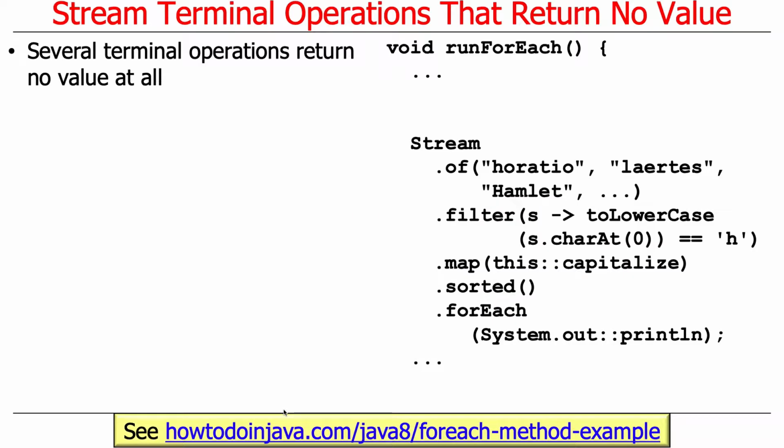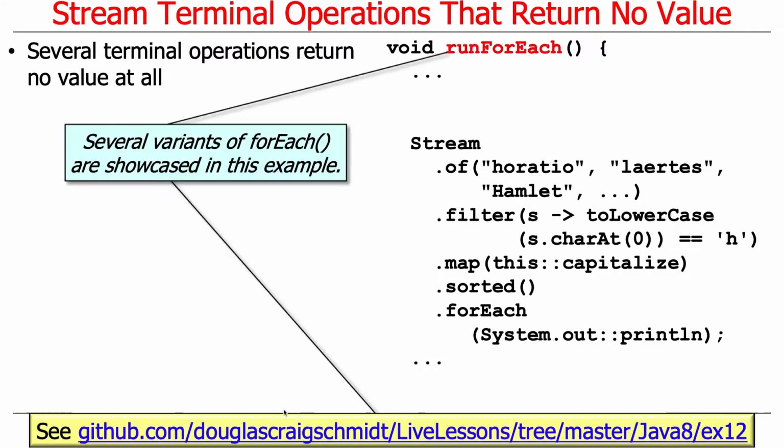So the first class of terminal operations we look at are terminal operations that don't return any values at all. And there's a couple of them that work that way. And so we're going to focus on variants of the forEach operation.